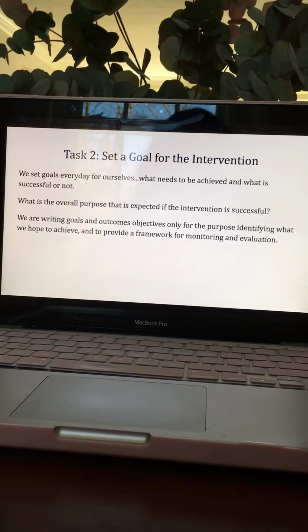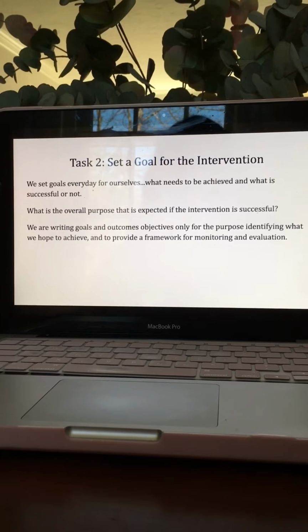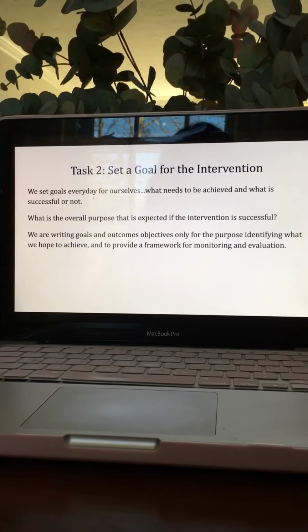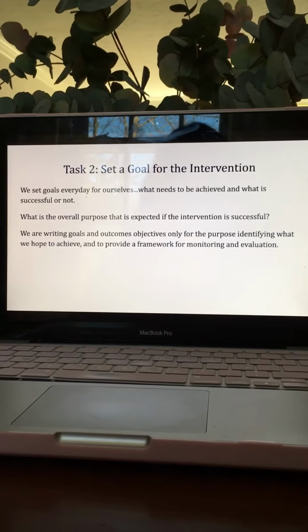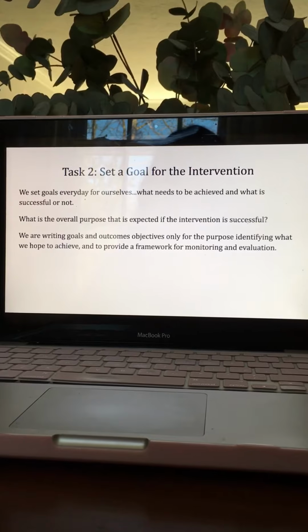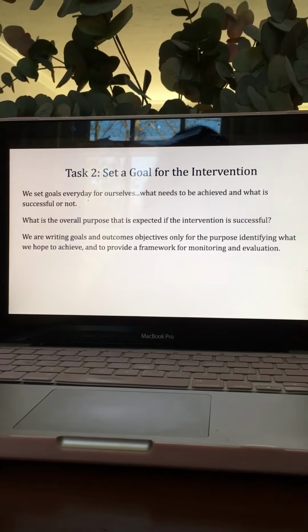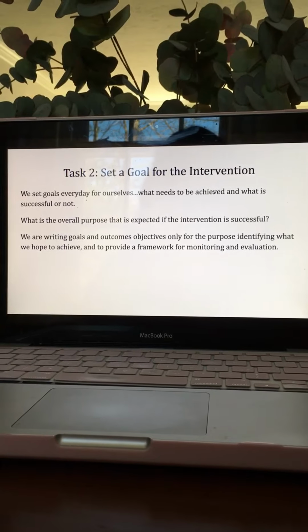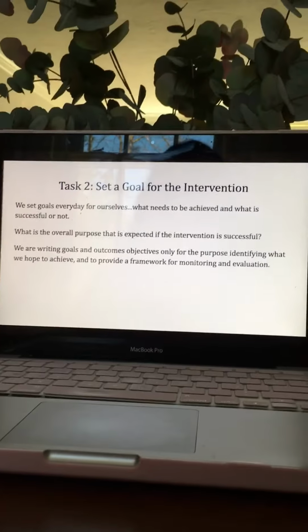The second task is to set a goal for the intervention. We set goals every day for ourselves, what needs to be achieved and what is successful or not. So the main question here is, what is the overall purpose that is expected if the intervention is successful? We are writing goals and outcome objectives for the purpose of identifying what we hope to achieve, and also to provide a framework for monitoring and evaluation.